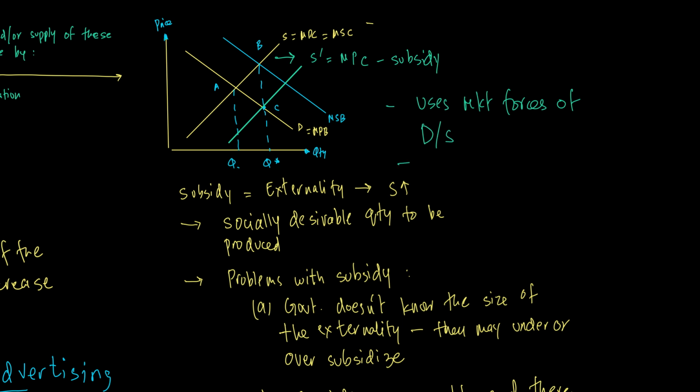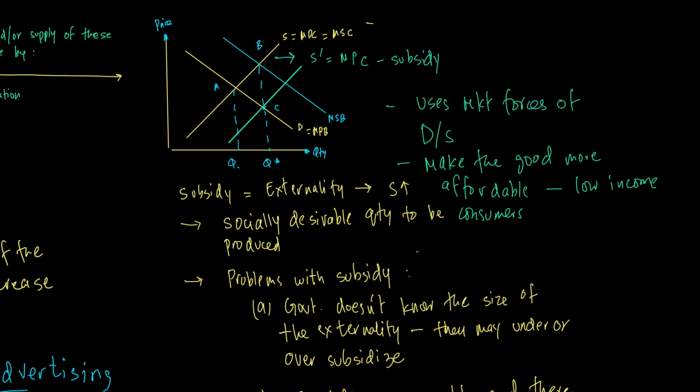And another advantage is that the subsidies can basically make the good more affordable. So it could be something that can be benefited by even low income consumers. Also, it's cheaper than direct provision. If you end up doing a direct provision, then you're giving everyone for free. So it's cheaper than your direct provision.